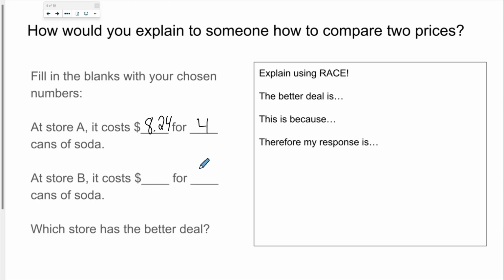At store B, it costs, let's say, $12.36 for 6 cans of soda. Again, I know that 12 and 36 are multiples of 6, so that's why I picked $12.36. What store has the better deal? So we need to figure out which store has the better price of 1. All right, so again, at store A, we know that it is 8. Well, I don't know why this is doing this right here.